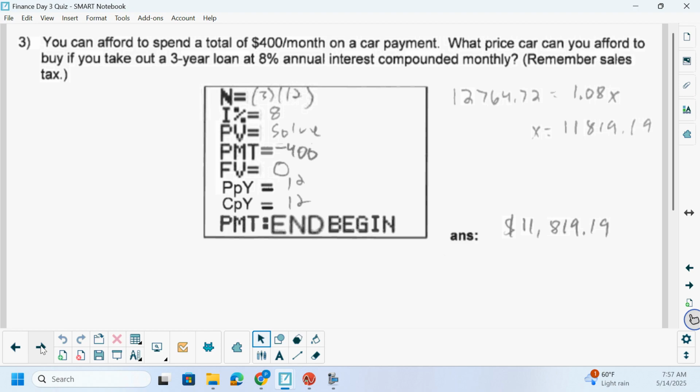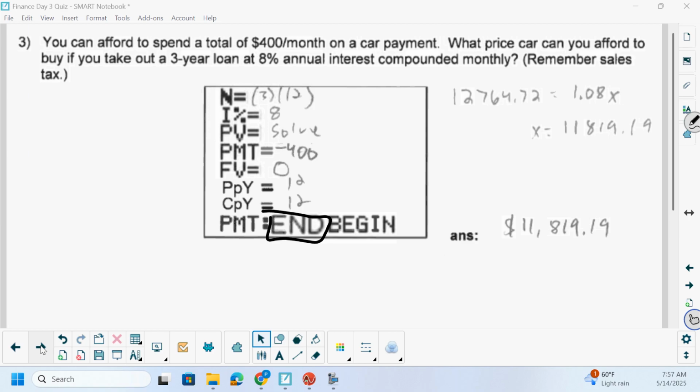So we've got $400 a month that we can pay on a car payment. So we're putting that in as a minus $400 in the payment section. Minus because that money is leaving our wallet when we make that payment. We're compounded monthly, so PPY, CPY are 12. Something I didn't put here, but by default, we're always doing end. And then it was a 3-year loan, so N we had was 3 times 12, percentage we had was 8%. Eventually we want to pay off the loan, so the final value is 0, and we're looking for what is that maximum loan we can take out.